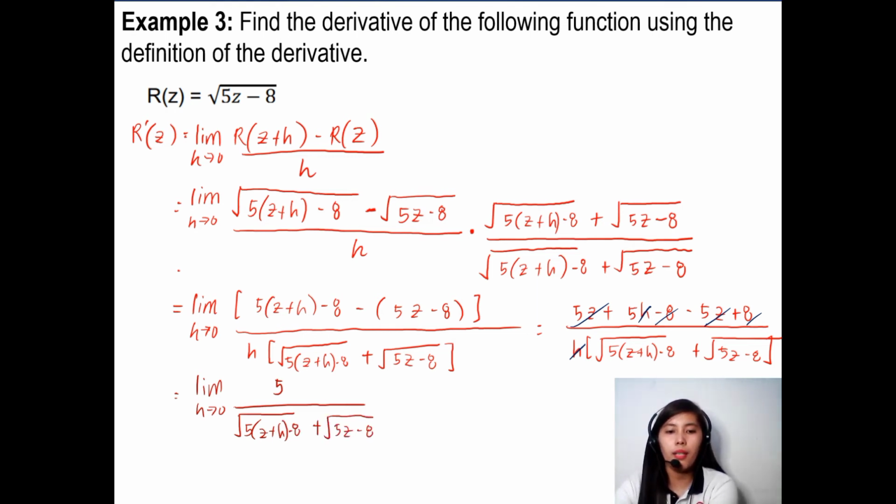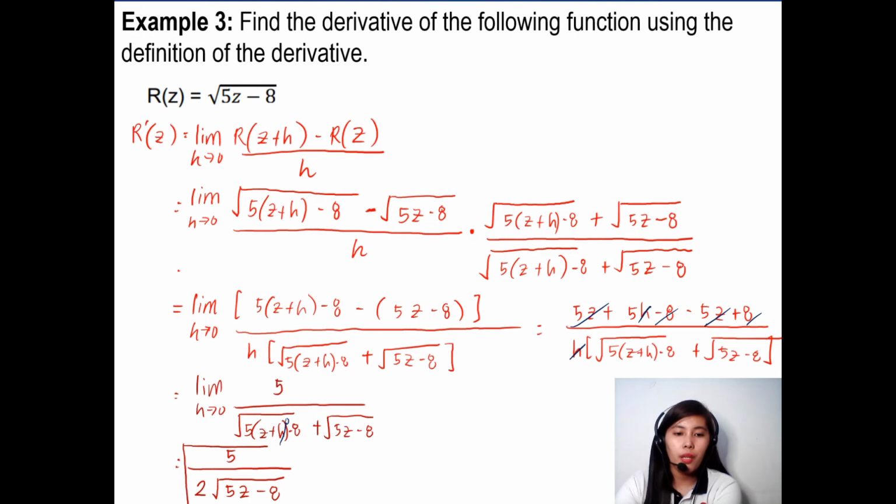Then applying the limit, h approaches 0, so this will be 0, and this expression will be the same as 5z minus 8. So therefore, our answer will be equal to 5 all over 2 square root of 5z minus 8. Since square root of 5z minus 8 plus square root of 5z minus 8 is equal to 2 square root of 5z minus 8. So that is the derivative.